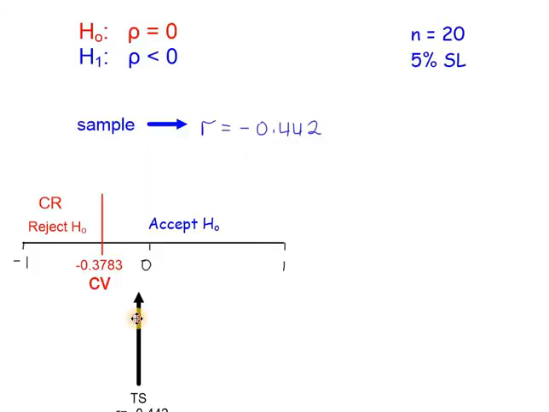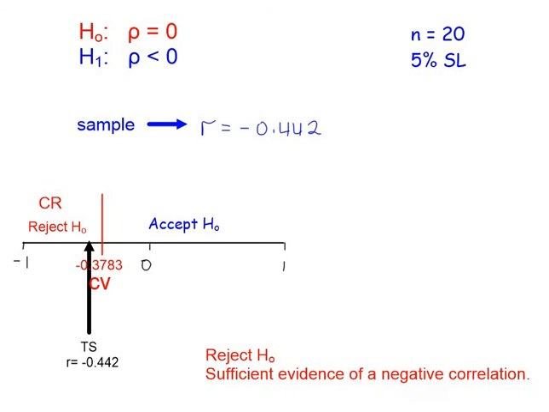And then our test value was minus 0.442, and that goes into the rejection region. So our final conclusion is to reject H0 and conclude that there is sufficient evidence of a negative correlation.